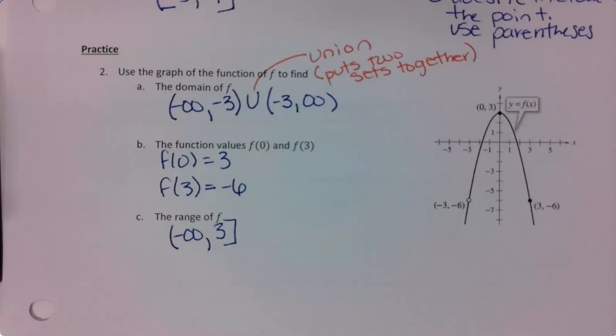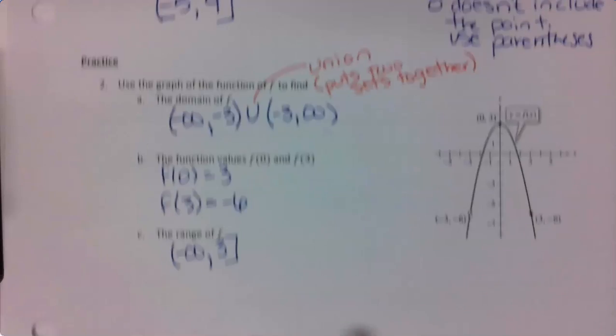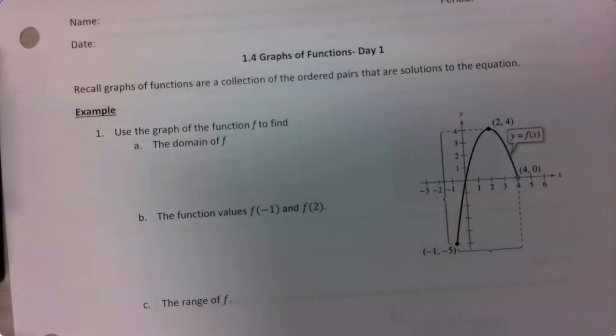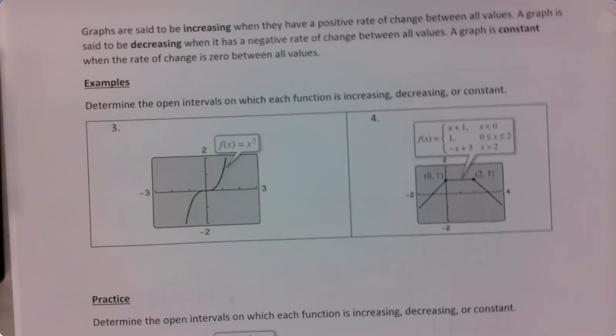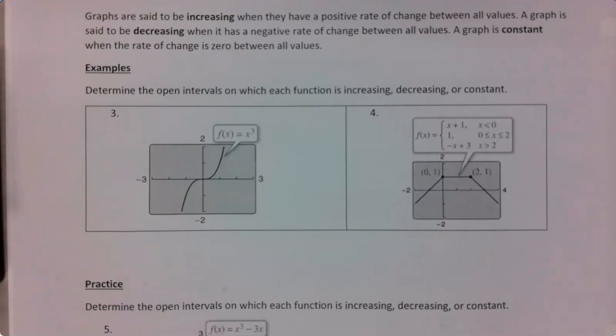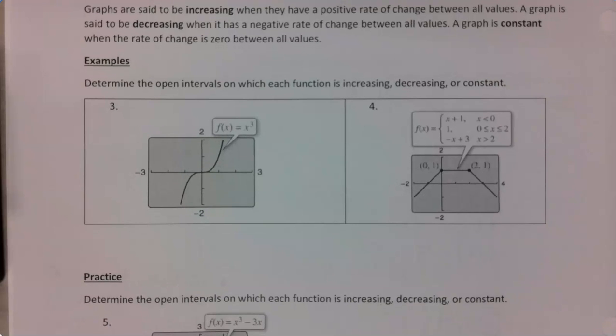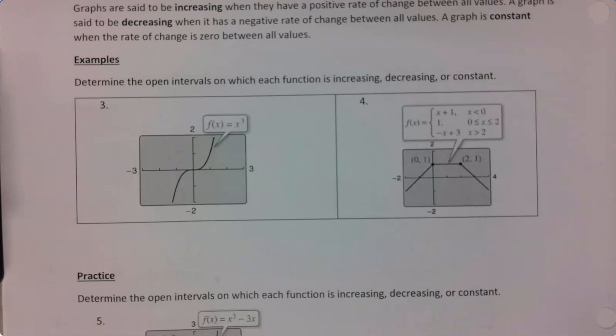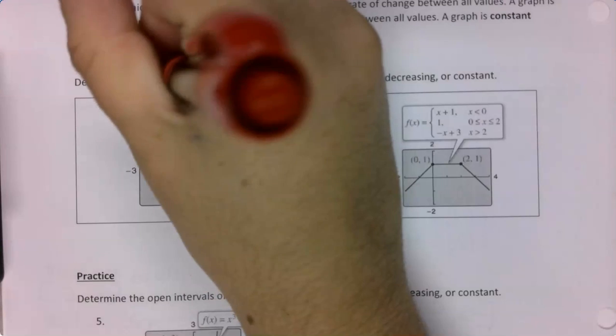Okay, does anyone still need this up? Okay, so next thing we have is increasing, decreasing, and constant. Basically, increasing is when you have a positive rate of change, decreasing is when you have a negative rate of change, and constant is straight across lines. So, this example wants me to determine the open intervals. So when it says that phrase, I'm going to use parentheses.